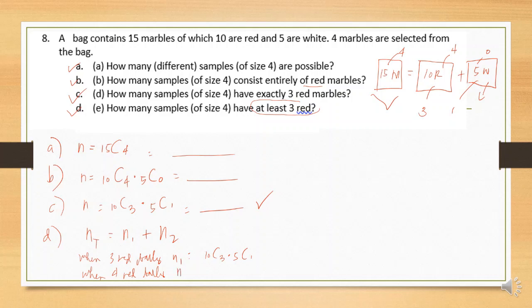So, N2 natin ay 10 combination 4 times yung 0 ang white balls. So, i-add mo lang yung dalawang yan. 10 combination 3 times 5 combination 1 plus 10 combination 4 times 5 combination 0. This will be your answer.